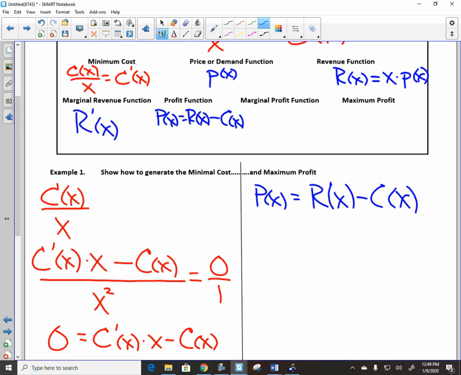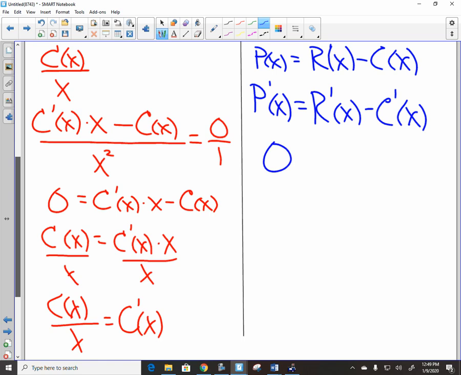The derivative of your profit function is P prime of X. The derivative of your revenue function is R prime of X. The derivative of your cost function is C prime of X. Hey, we're going to take the derivative and set it equal to what? 0. 0 equals R prime of X minus C prime of X. Hey, anybody think of a nice way to write that? If I just add the C prime over, yeah, C prime of X equals R prime of X.